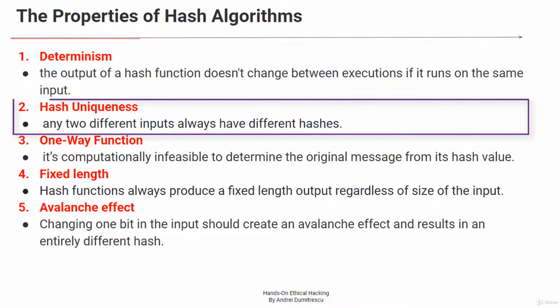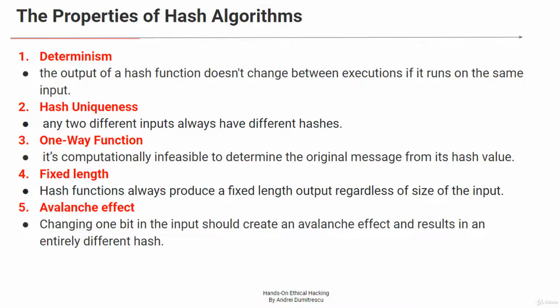Another important property of hash functions is that two different inputs always have different hashes. Or we can say that if two inputs, like two files, have the same hash, they must be equal. If a single bit changes across inputs, it will produce an entirely different hash.